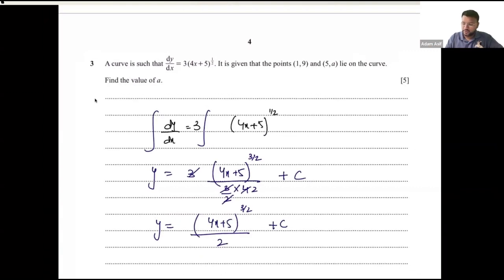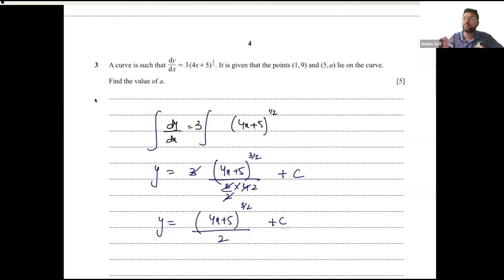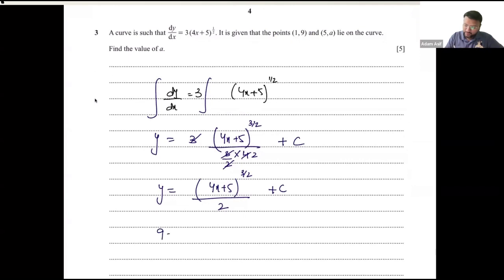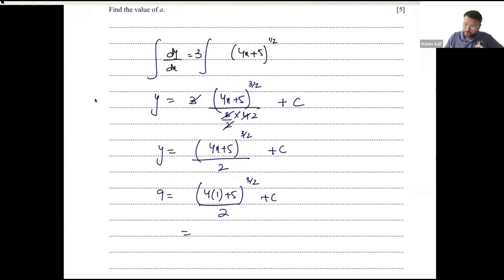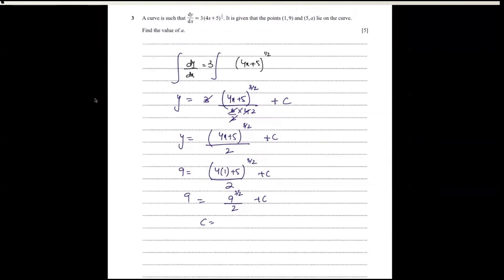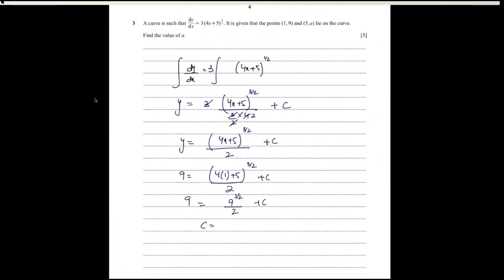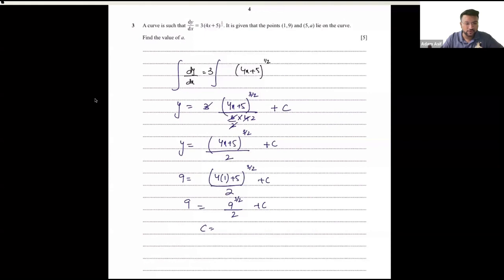That's the general solution. Now to find the value of c, I must know a point on the curve. I have one complete point. मुझे x coordinate भी पता है, y coordinate भी पता है. So I'm going to plug in y as 9 when x is 1. So 9 raised to the power of 3 upon 2 divided by 2 plus c equals 9. Calculate and give me the value of c. I got minus 9 upon 2. Yeah. Okay. So c comes out to be minus 9 upon 2.